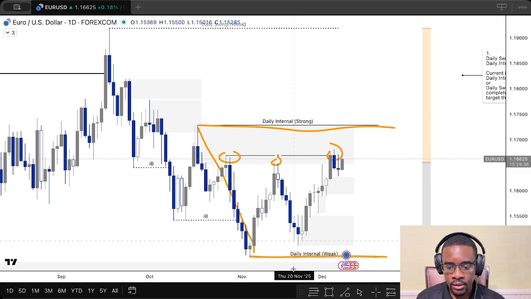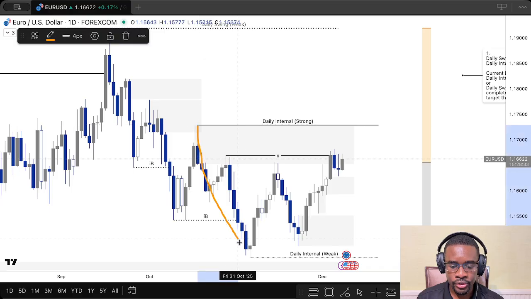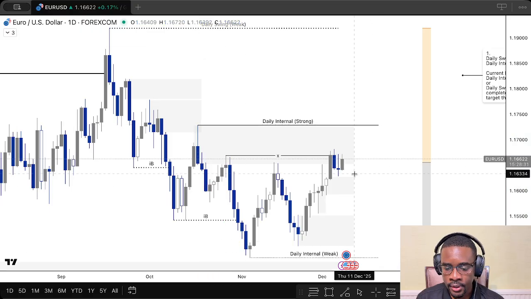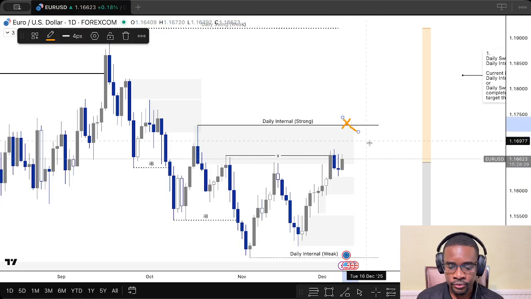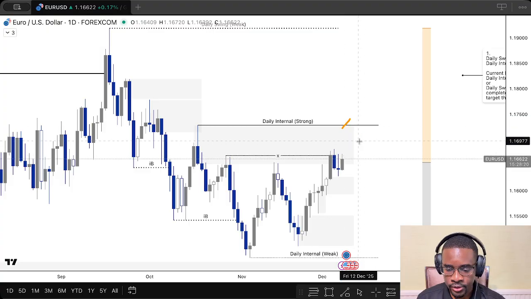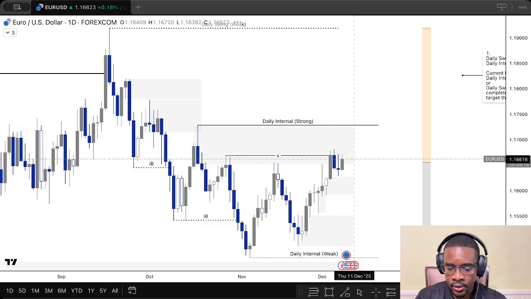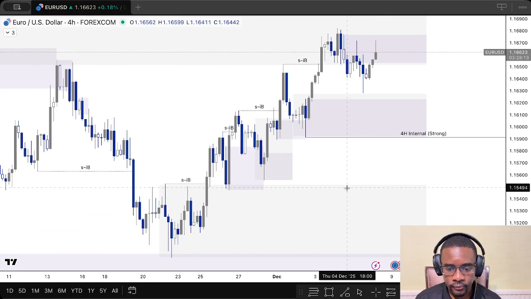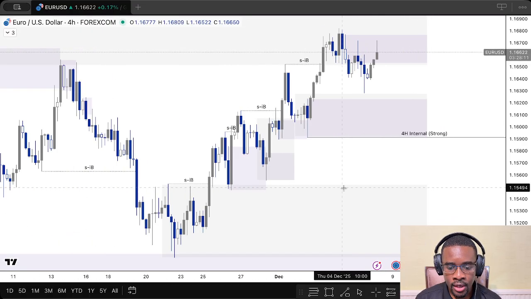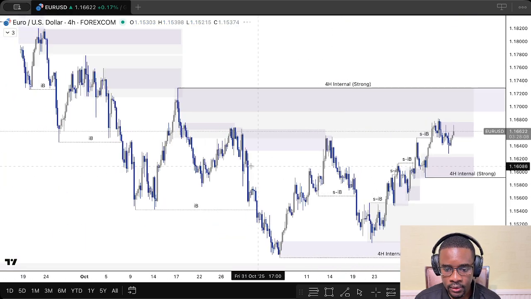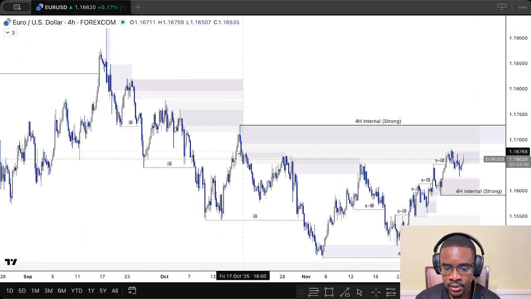So the expectation now is, even though the internal is still bearish, it is likely to fail, and we're likely to switch bullish any moment now. It could be this week, it could be next week, but we just follow price action as it develops. As we look at the 4 hour, the internal is the same as that on the daily.